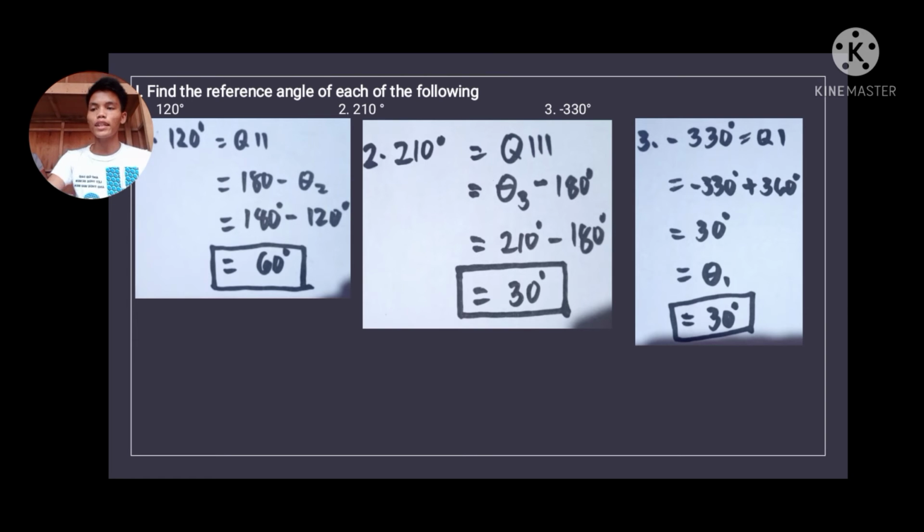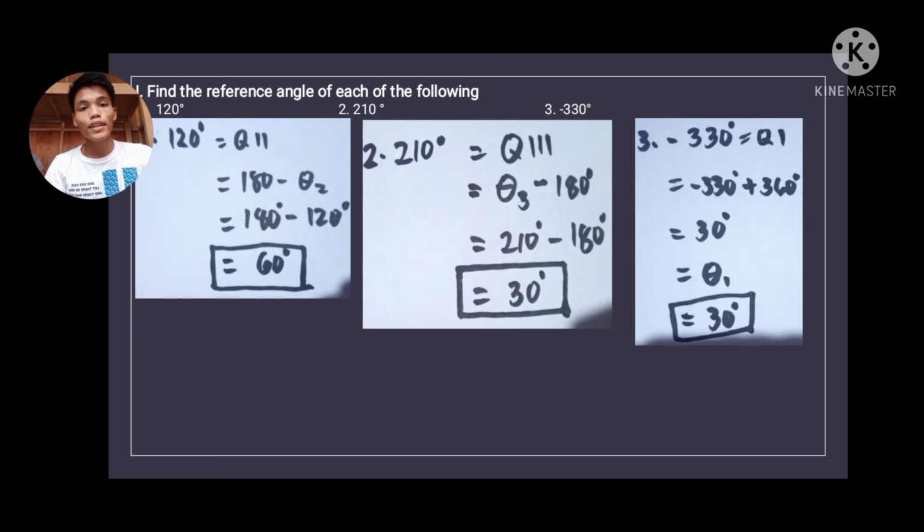Now, in number 3, what if it has a negative, negative 330? How are we going to solve it? First, we make it positive to find out what quadrant it belongs to. Let's add 360 degrees, the full rotation of a circle. So negative 330 degrees plus 360 degrees is equal to 30 degrees.